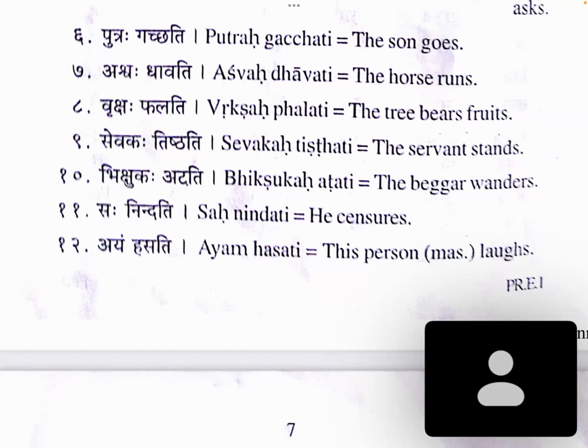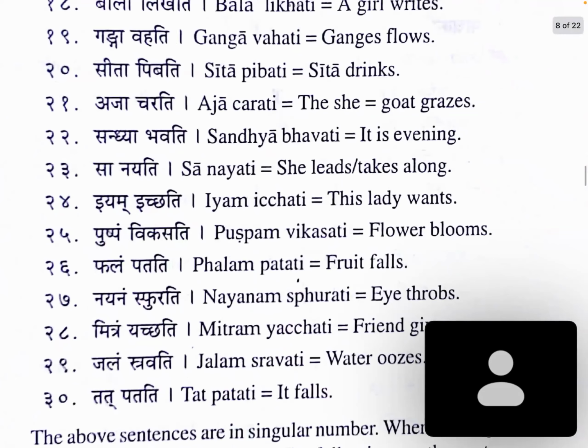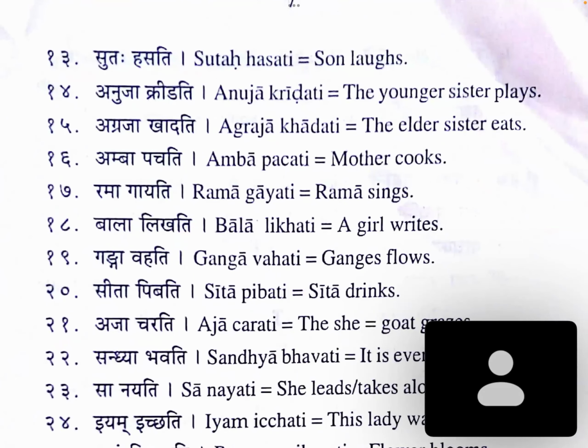Madam Sujata, ayam hasati. Meaning, this person laughs. It is given as masculine in the sentence because ayam is pullinga. That is why it is given. You know, we have learned ayam, iyam, idam. So ayam: on the top of ya, there is an anuswaram. That is one thing we have to note here. Okay. So many of those we finish. Yeah. Next. Sutaka hasati. Son laughs.